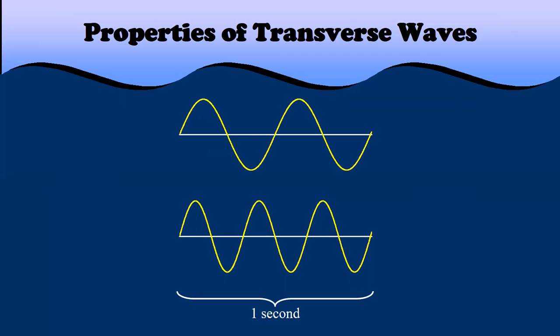Which one of these waves has a higher amplitude? Well, actually they're both the same. If you took a ruler and went from here to here, it would be the same as from here to here. So the energy is the same. The frequency is what's different in this picture.